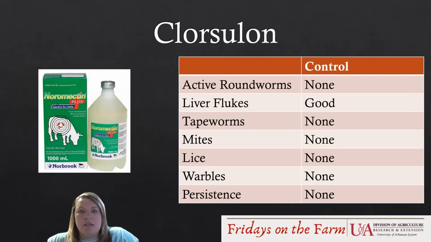The clorsulon is one of the ones that's sometimes harder to find. Your two main products here are your Noromectin Plus and Ivomec Plus. It's going to get good control of the liver flukes, which is one of the things that we look for in trying to control. And note that this isn't one that you find on its own. The clorsulon is with the ivermectin in that Noromectin Plus, and so it's kind of a combination.